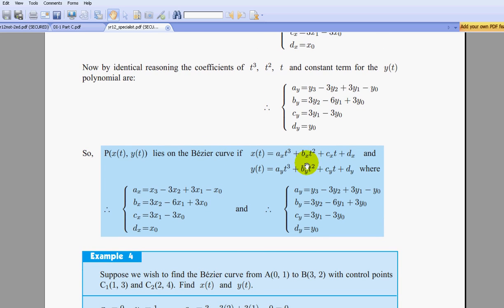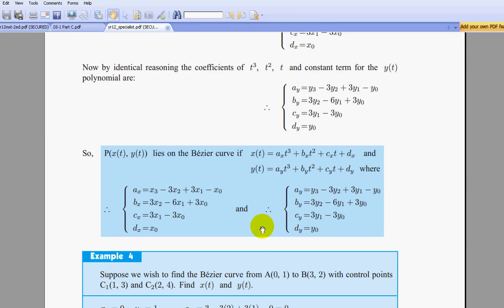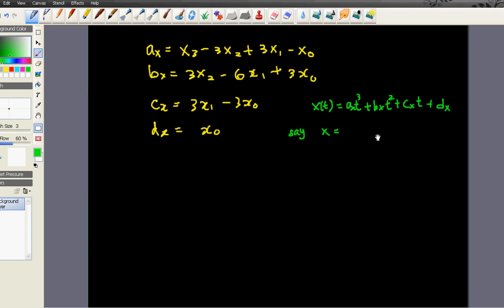If you go to this part of the textbook, you will find this particular formula to find the coordinates of a Bezier curve, any point, the x and y, and the coefficients ax, bx, cx, dx, and so on, ay, by, and so on. They are defined as follows. So I've written this down here.